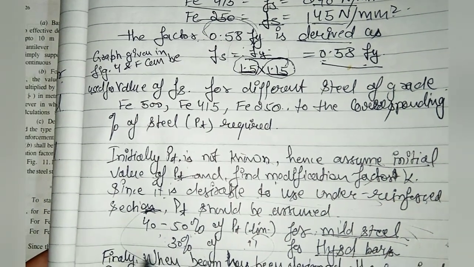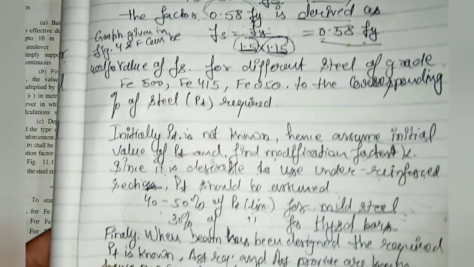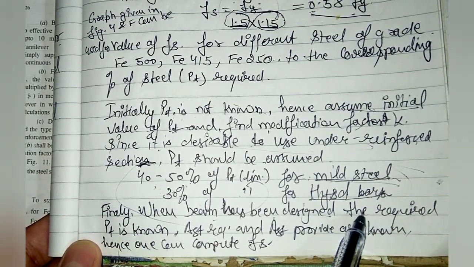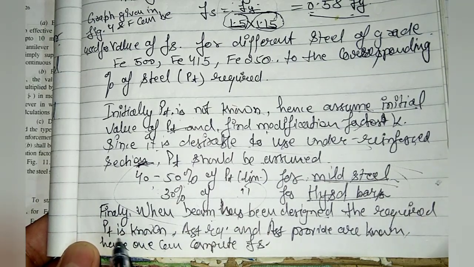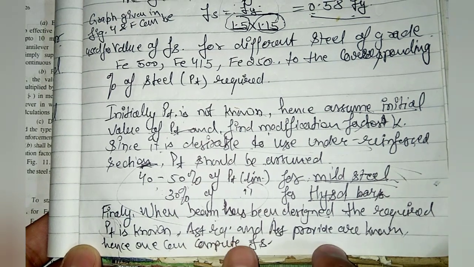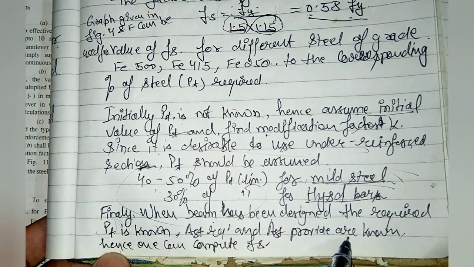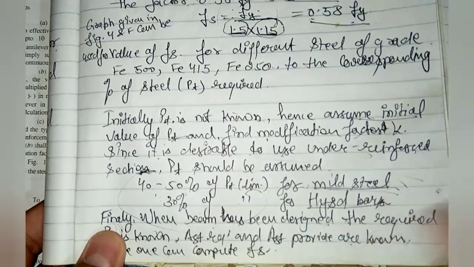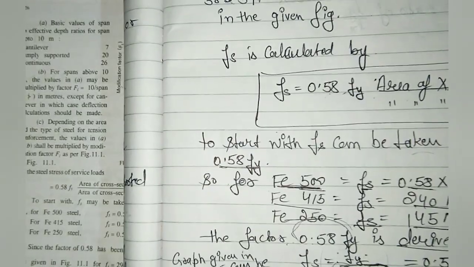Okay, so finally when the beam has been designed completely, the required PT is known. After designing, we will know what is the tensile steel we have provided in the design. So AST required and AST provided will also be known, hence we can compute Fs. Now for this value we can calculate the value of Fs.